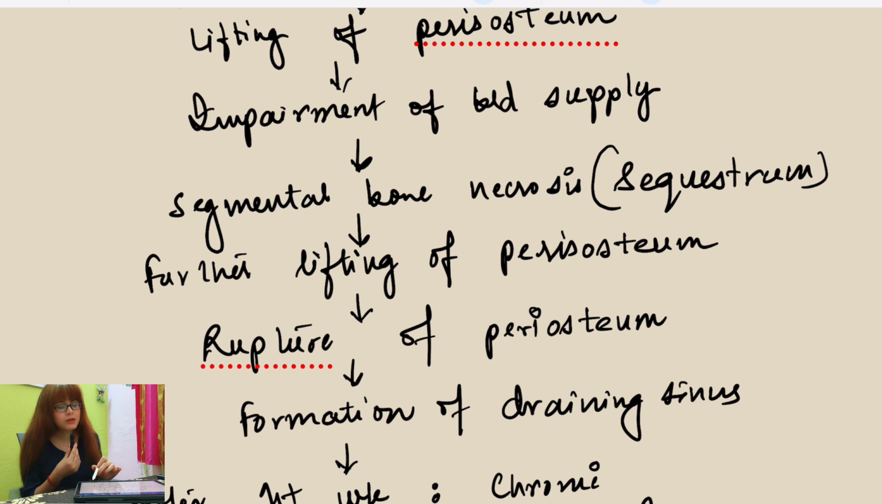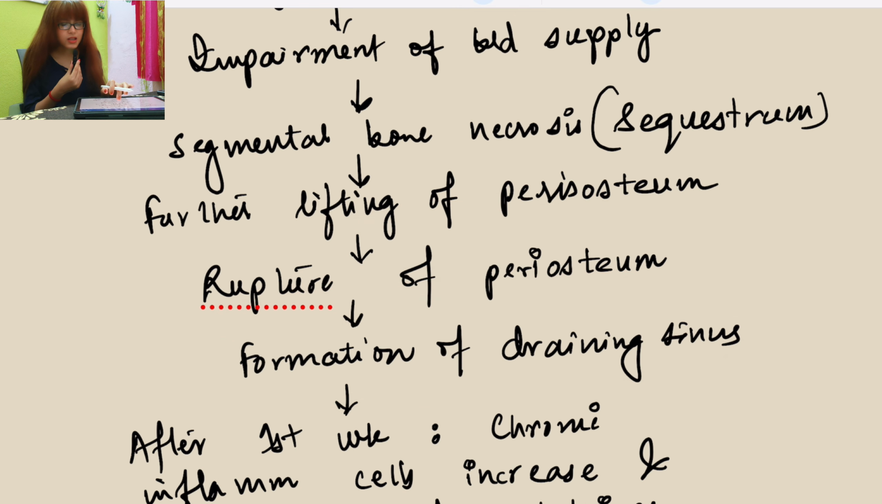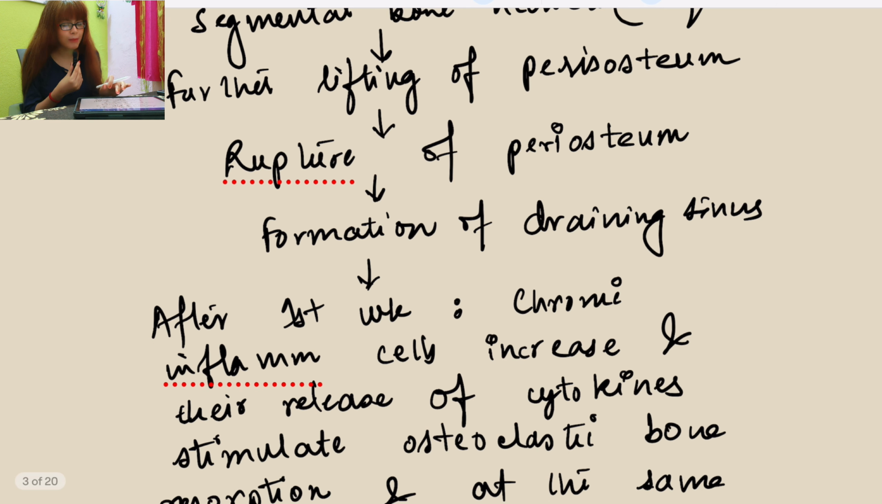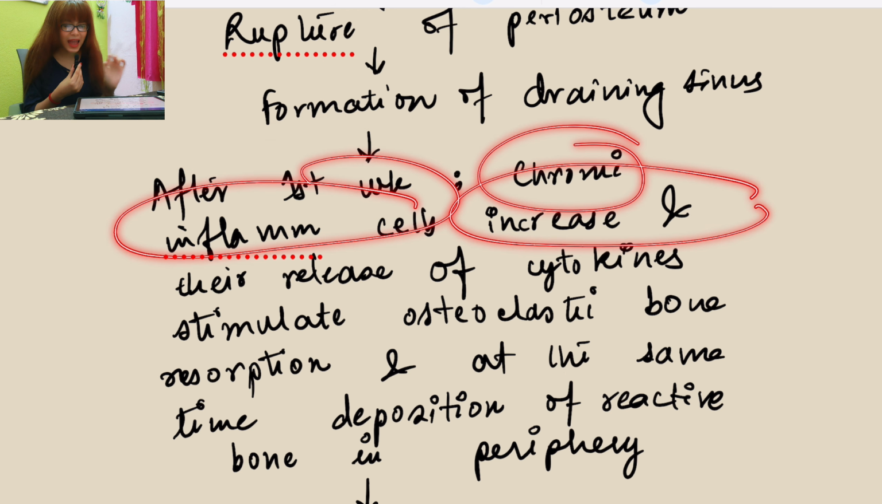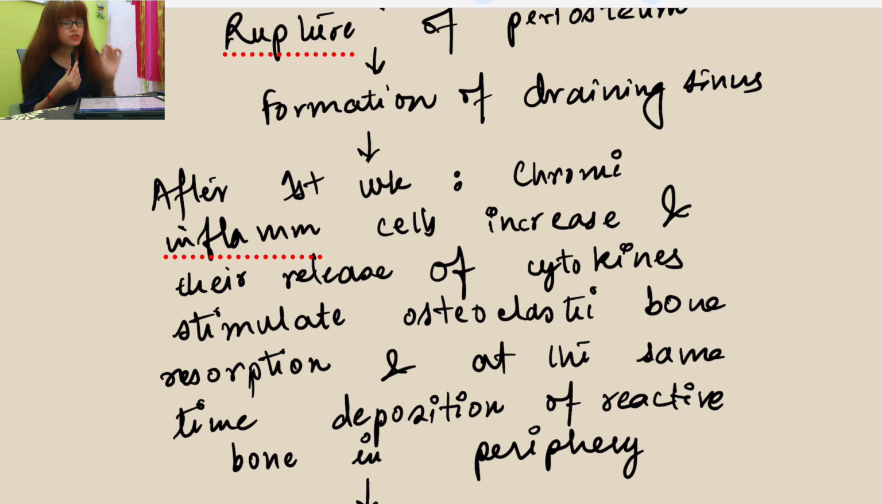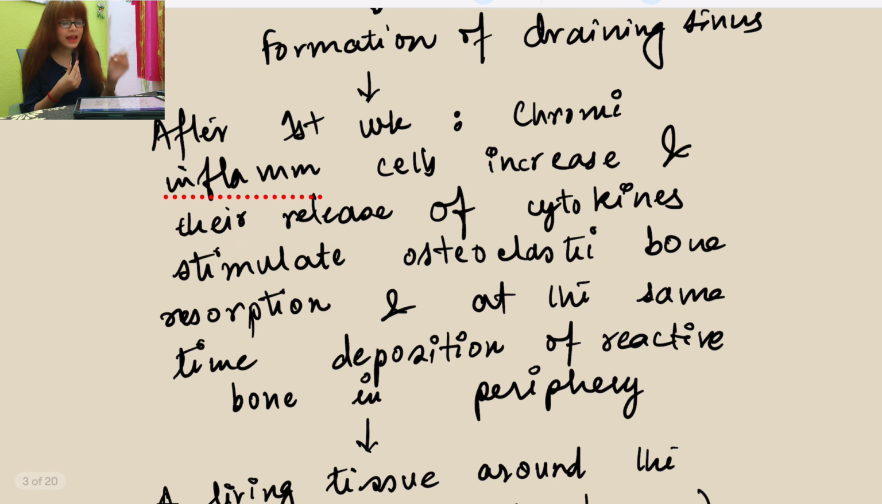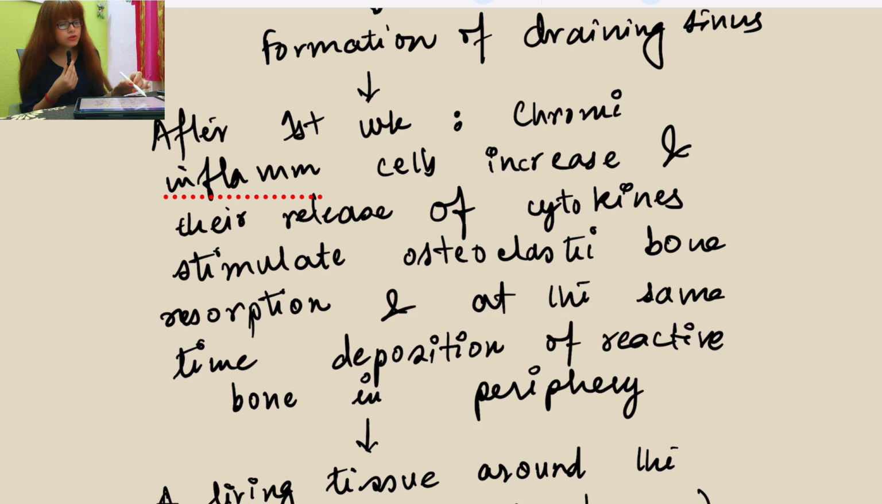Now further this will be again lifting the periosteum and ultimately rupture of periosteum and the formation of a draining sinus. So once this periosteum ruptures, this is formation of a draining sinus, and what happens ultimately is that after the first week, the chronic inflammatory cells will increase and they will release the cytokines which will stimulate the osteoclast activity and the bone resorption, and at the same time there will also be deposition of reactive bone in the periphery. So this is the most important part, that ultimately there is also deposition of new bone.